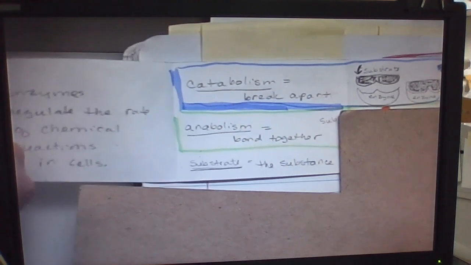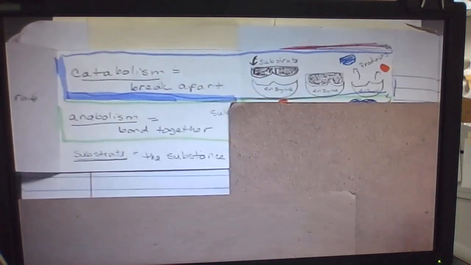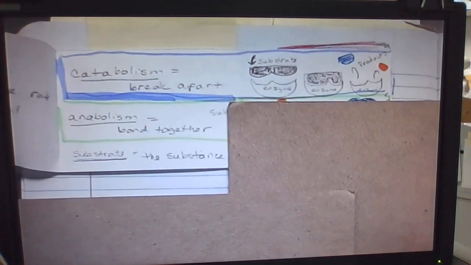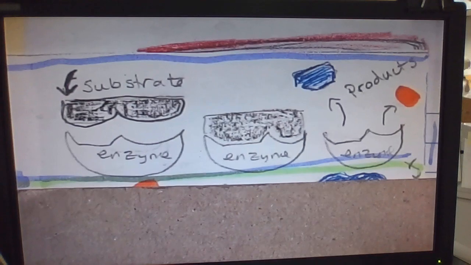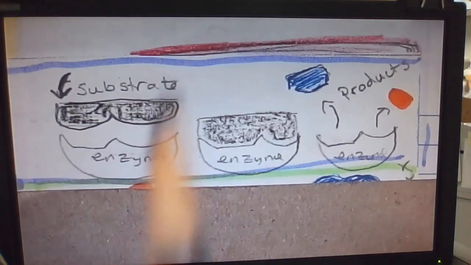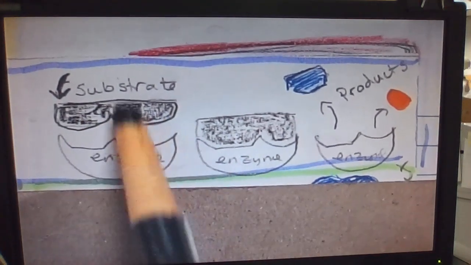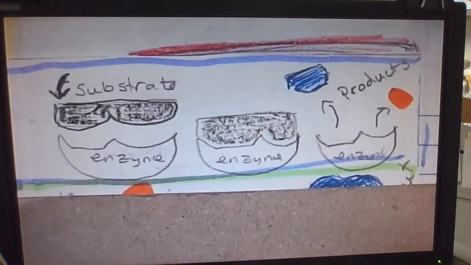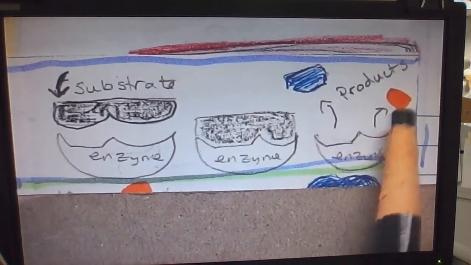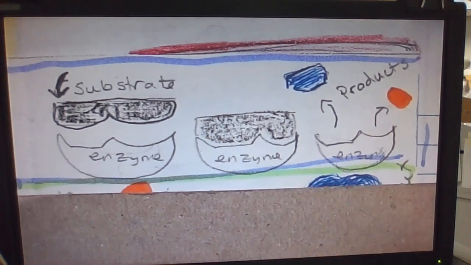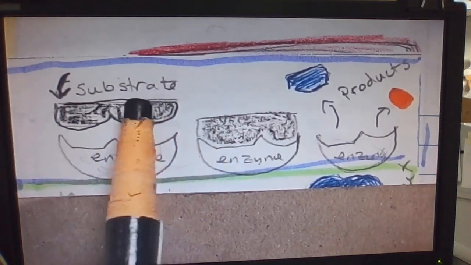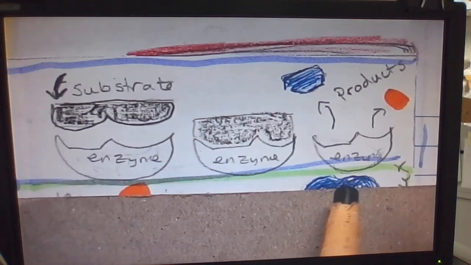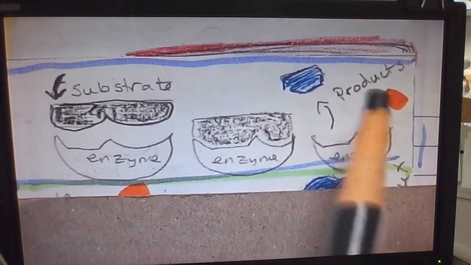So here's my little picture. This piece represents an enzyme. This piece represents a substrate. The substrate bonds to the enzyme, and in a catabolic reaction, the enzyme breaks apart the substrate into products. So in catabolism, we're breaking it apart. Here's the enzyme, here's the substrate, it bonds with the enzyme, then the enzyme breaks the substrate apart into products.